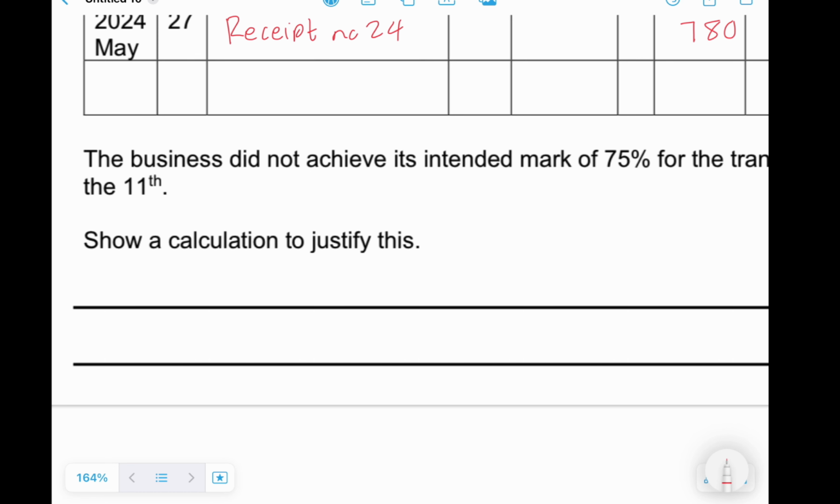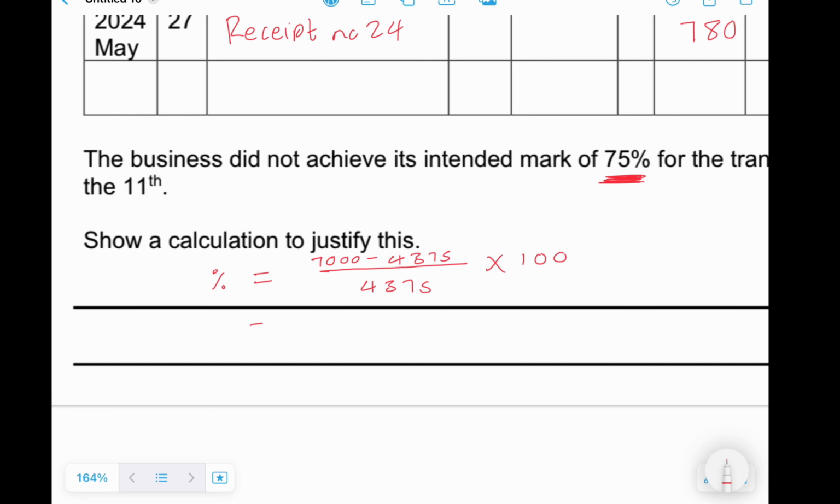To justify this question, you have to show that indeed they didn't achieve a markup of 75%. So what markup did they achieve? You're going to calculate the markup percentage using the formula that I taught in the other video, which I will link down below, and the tag is appearing on your top right now. Markup percentage equals your selling price of 7,000 minus your cost price of 4,375, divided by the cost price of 4,375, multiplied by 100.